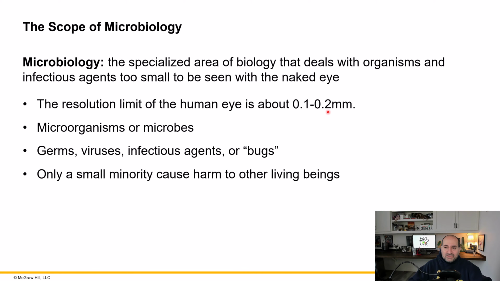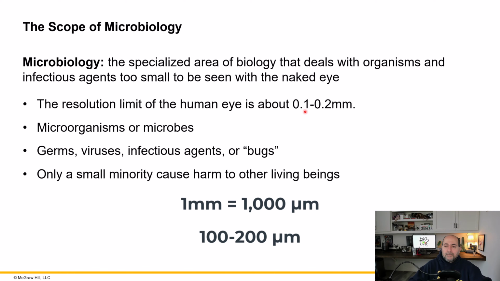And so anything smaller than milli, we're talking about the micro world, the micrometer world, because this is something interesting to know. 1 millimeter is 1,000 micrometers. Knowing that means that the eyeball can see down to 100 micrometers, right? Because 0.1 millimeters equals 100 micrometers. Knowing that, you should know that microorganisms are smaller than 0.1 millimeter. They are smaller than 100 micrometers.